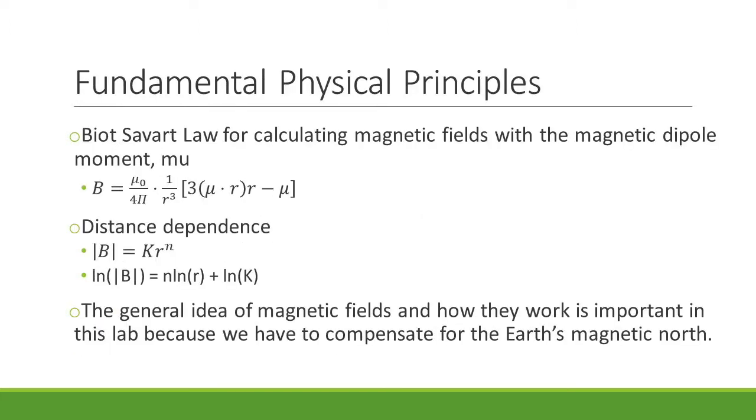One of the main physics principles used in this lab is the Biot-Savart law for calculating magnetic fields with the magnetic dipole moment mu, where the magnetic field is equal to the equation shown. The distance dependence equation measures the magnetic field at multiple distances from the bar magnet and can be written in two forms. Lastly, the general idea of magnetic fields and how they work is also important in this lab because we must compensate for the Earth's magnetic north. Otherwise, the results of the magnetic field of just the bar magnet would not be accurate.